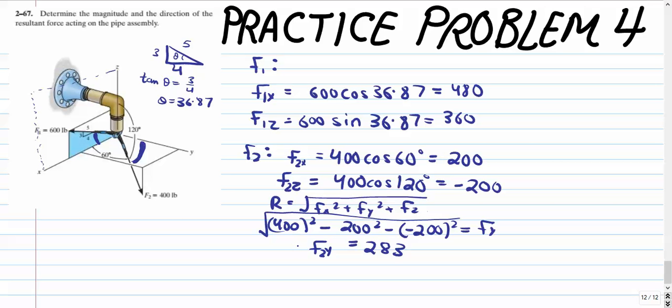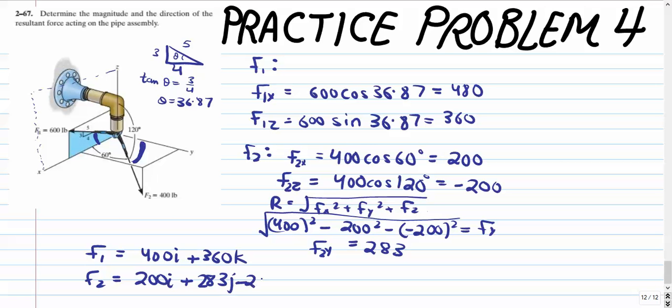Now that we have the components for each of the forces along all directions, we can simply write them in their Cartesian form, and then we can add them. So writing F1 in its Cartesian form, we have 480i plus 360k, while F2 will be equal to 200i plus 283j minus 200k. And now we can just add these two.